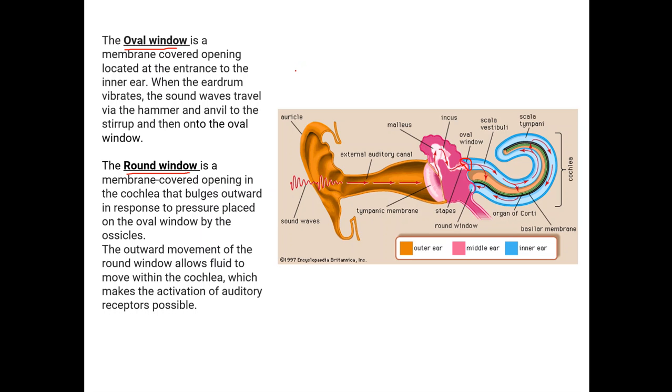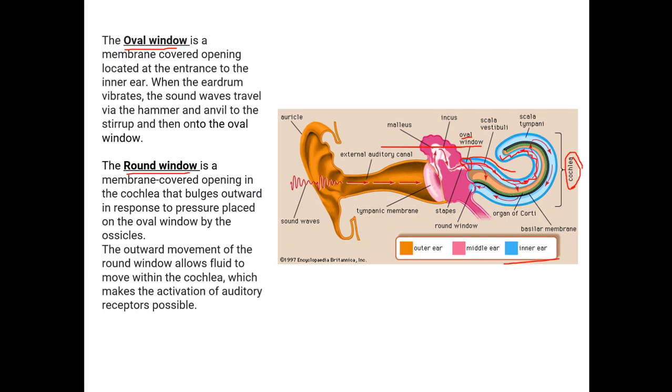So what happens is that when the tympanic membrane or eardrum vibrates, the sound waves travel via the hammer and anvil to the stirrup or stapes, and then in turn there is a vibration of the membrane on the oval window. Okay, and we'll see how these vibrations then keep traveling in this other structure that you see here, the cochlea, which we're going to talk about in a minute, which is part of the inner ear.